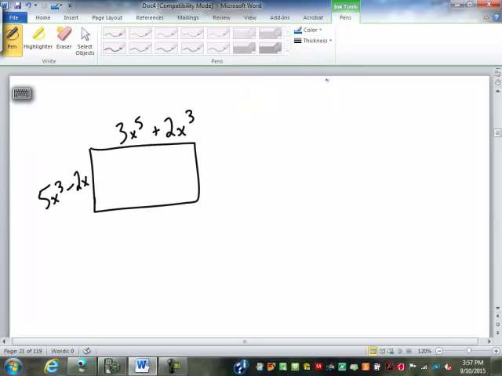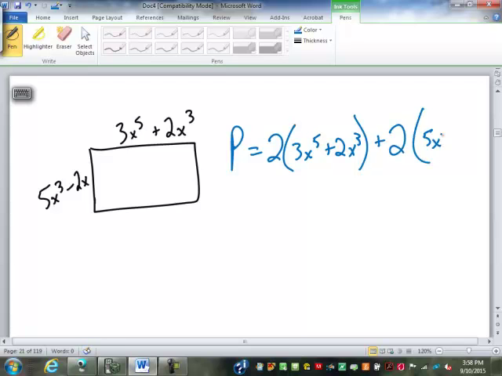What if I ask you to find the perimeter of this? Well, 2 times the length is going to be 2 times 3x to the 5th plus 2x to the 3rd. Plus 2 times the width is going to be 2 times 5x to the 3rd minus 2x. What do we do next?